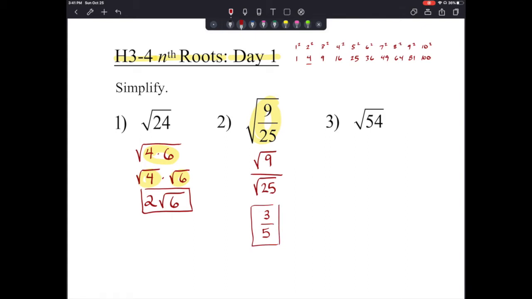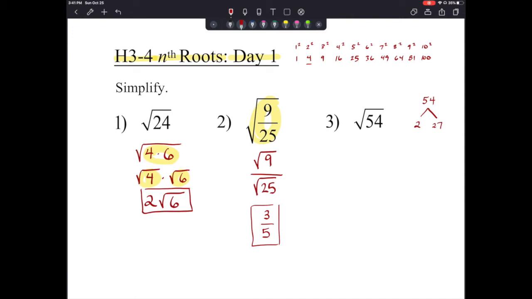Now as we get into the third one, okay, 54. Maybe you do struggle with remembering your perfect squares and you're not sure what to do with this one. Okay, let me show you a second method for doing this. This one just involves a factor tree. Let's take 54 and let's just come up with its prime factorization. 54 is even, so I know that 2 goes into it 27 times.